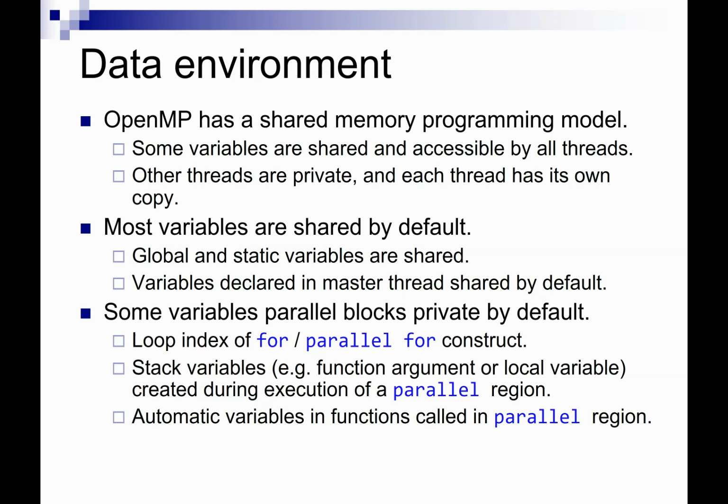Also, if you have stack variables, so if these parallel threads call functions, then that's going to create stack variables. Those are also going to be private by default. So whichever thread calls a function, and if that function creates a bunch of stack variables, then those stack variables are private to the calling thread. And also automatic variables in the functions which you call in a parallel region are also private by default.